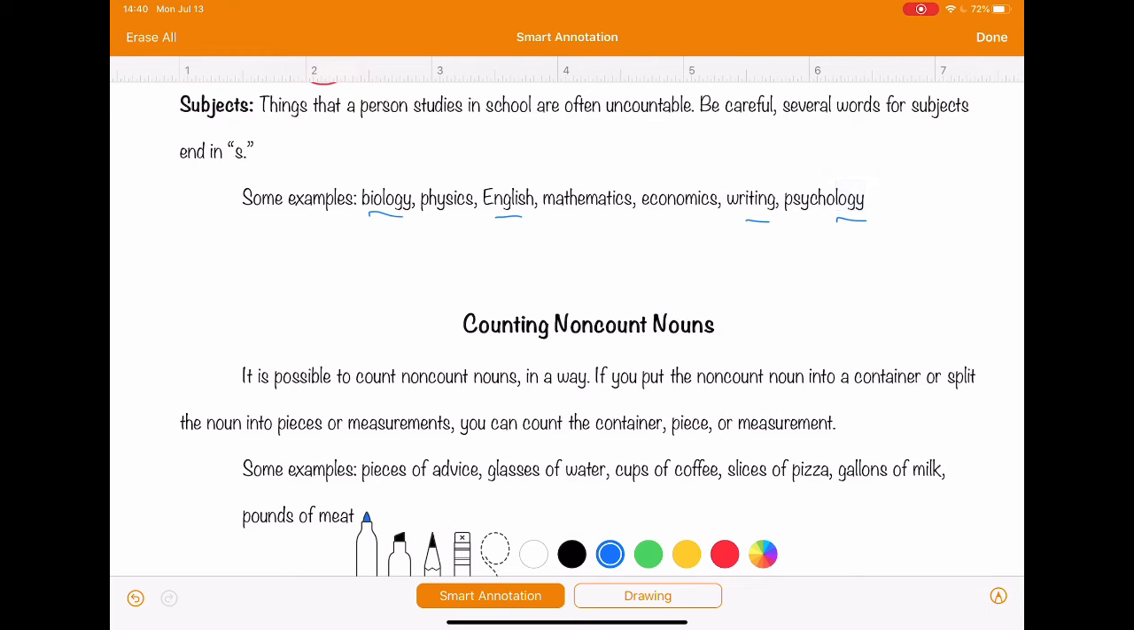Those are subjects that people study, but this is where it's a little confusing. Physics, mathematics, economics. Even though they end in S, they are actually singular. So just keep that in mind. Subjects of study are usually uncountable, so they match a singular subject.